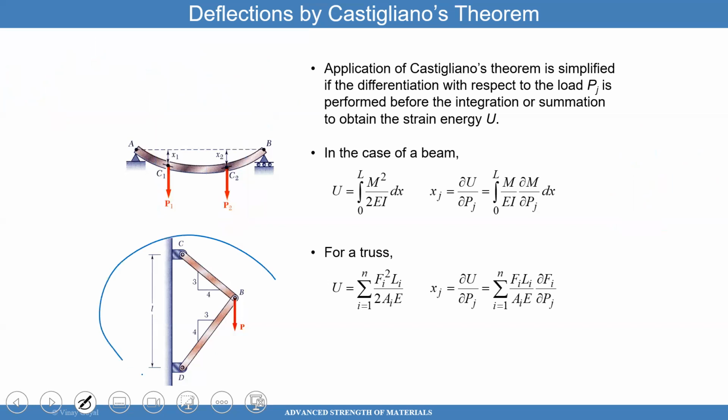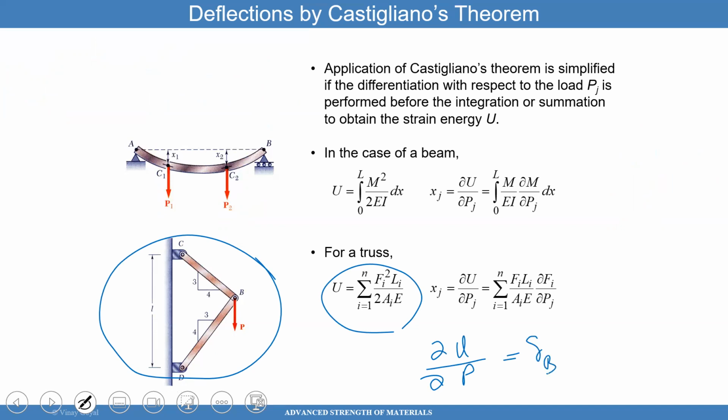Same with this method. I can find the energy of the whole system, and then I can find the derivative of U with respect to the load P, where I apply the load P. That'll give me the deflection of that particular point, the deflection of point B. So it's a very similar method to what was discussed before, but now it's using Castigliano's method. Very straightforward.